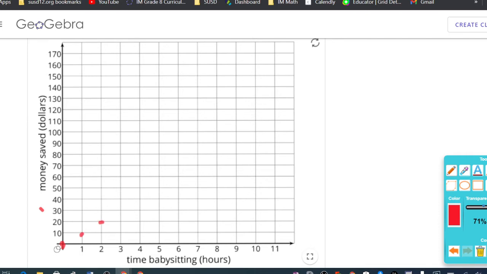After 3 hours, he has $30. And I'm really good at this, so I'm just going to skip ahead. After 10 hours, he has $100 right there. And then draw a line. It starts from the origin because he had no money to begin with. And if you have done this correctly, your points lie on a straight line.